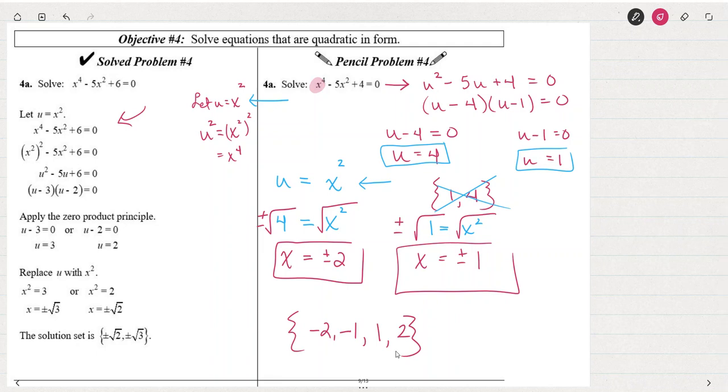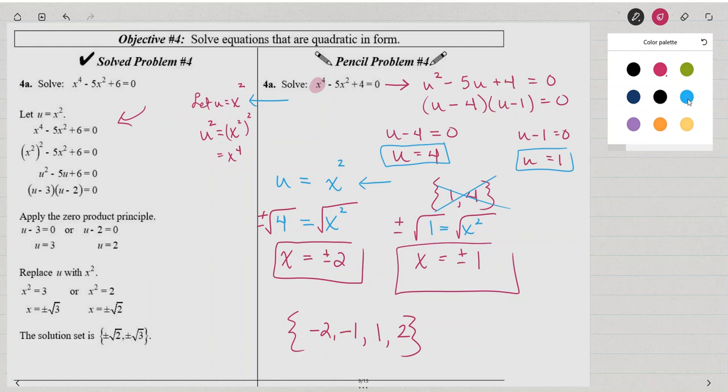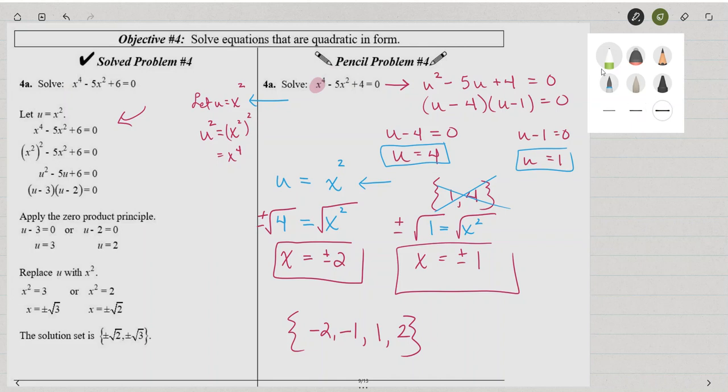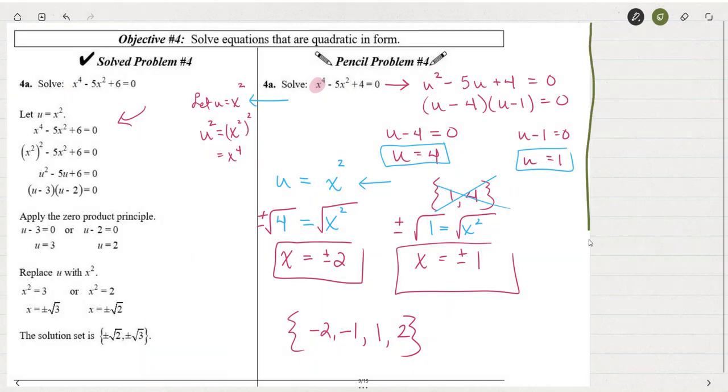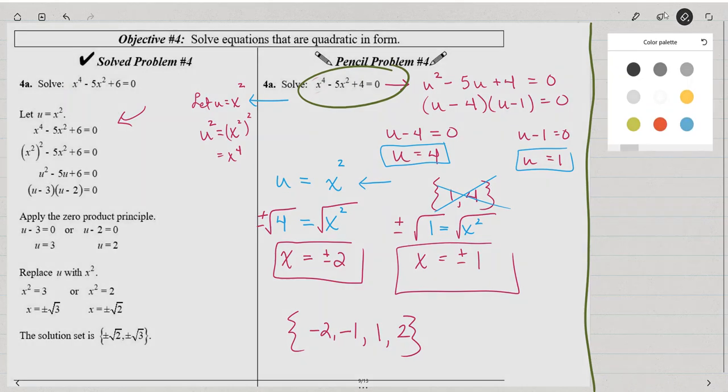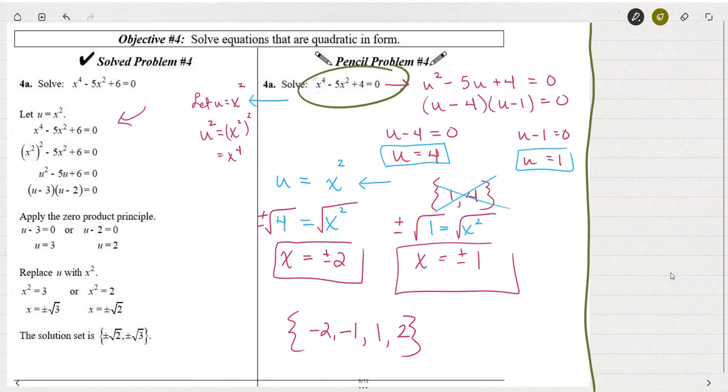Now that's one way to do it. Let me show you one other way. I have a hard time saying which one I'm going to deem easiest. I don't know that there's an easier of the two, but one way of doing it is to just take our x to the 4th minus 5x squared plus 4. If you're comfortable enough with the factoring, you could just factor that straight away.